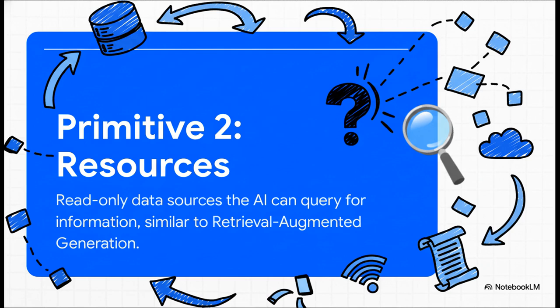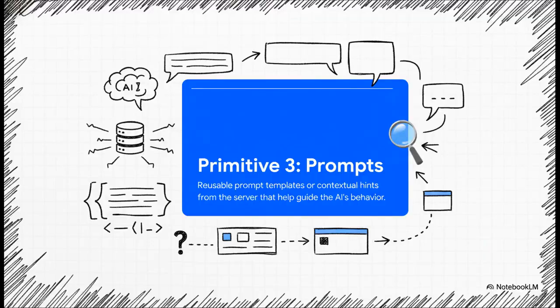Now, you might be thinking, hey, that sounds a lot like retrieval augmented generation, or RAG, and you'd be totally right. But the critical difference here is that it's all done through a standard interface, making any data source kind of plug and play. And the third and final primitive is prompts. Now this one is really clever. These are reusable templates or hints that the server can give back to the AI. So, for example, a database server might offer up a perfect prompt template for building a complex SQL query, essentially teaching the AI how to use it better.